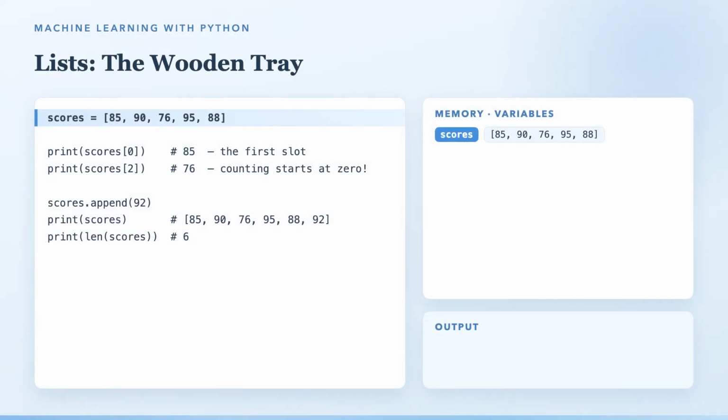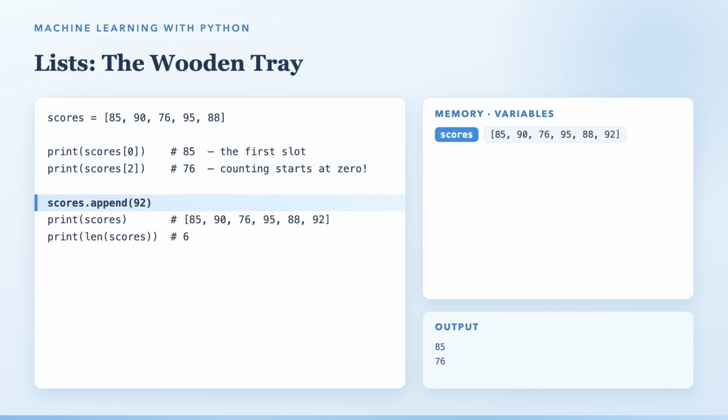Here is a tray of 5 test scores, 85, 90, 76, 95, 88. Notice the little tags under each slot. Python counts from 0. The first marble sits at tag 0, not tag 1. So when we ask for scores, 2, Kiko counts 0, 1, 2, and brings back 76. If this feels odd, that's alright. Every programmer stumbled here once, and soon it becomes second nature. And append simply grows the tray by one slot, and places 92 at the end. Take a breath, and follow along.